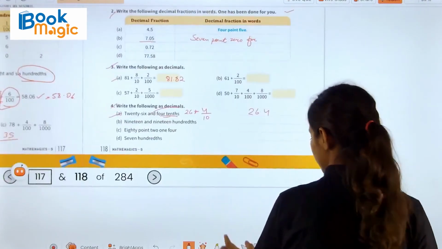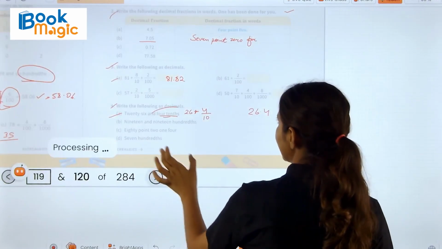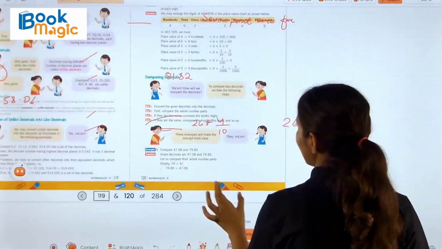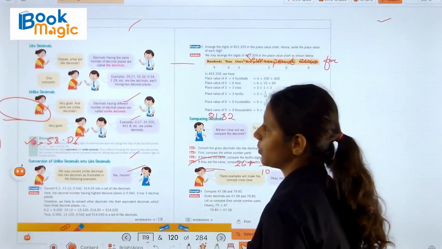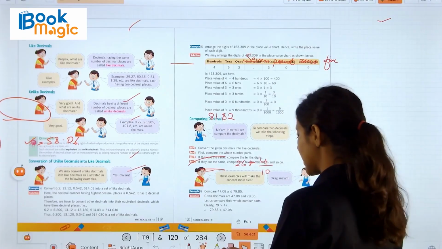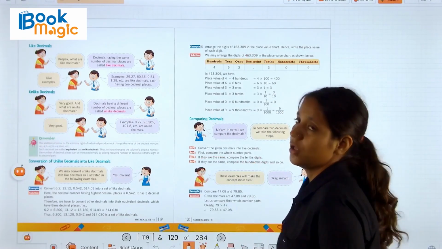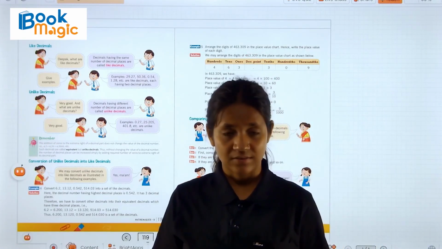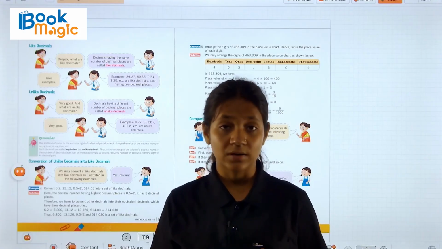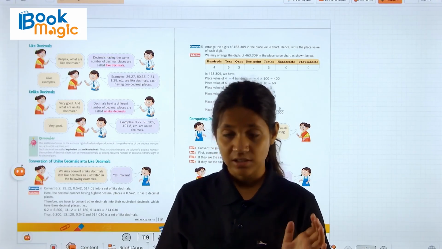Now moving towards the next page. Here we have another topic of this chapter. So students, the last exercise which we just did here, you have to do by yourself. The rest of the part you people have to do by yourself. Okay, I hope everything is clear to you.